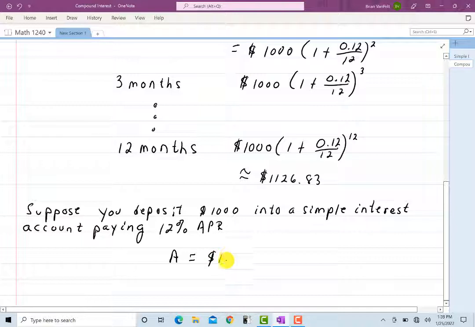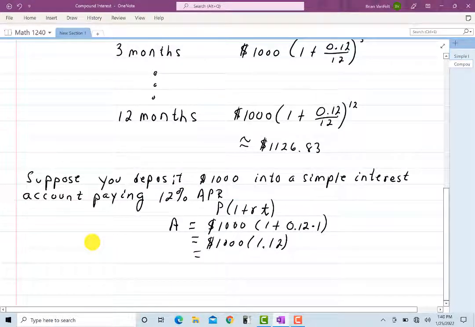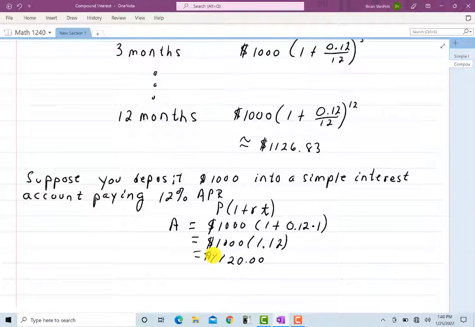So under that situation, here's what we get for our total amount. I'll have my $1,000. Remember, the formula is P times 1 plus RT. So I have 1,000 times 1 plus 0.12 times 1. So this will be 1,000 times 1.12. All I have to do is move the decimal place over 3 places, and I'll have $1120.00. So you can see that the compound interest was more. I made more than $6 doing that.